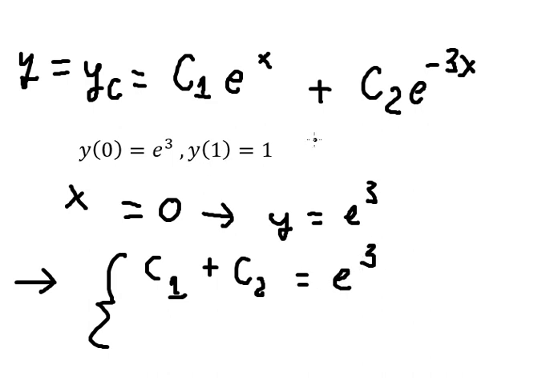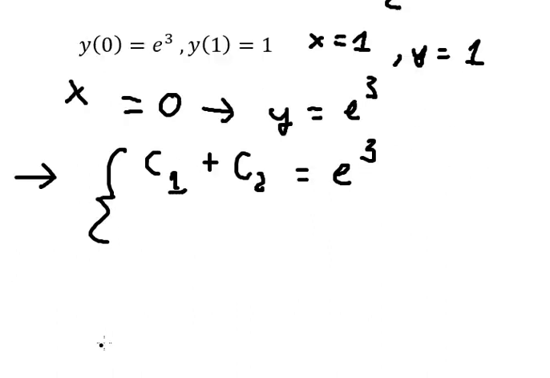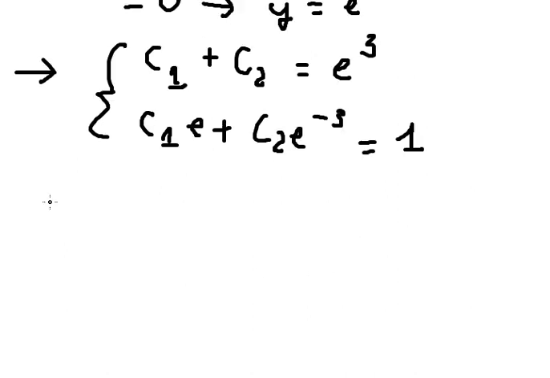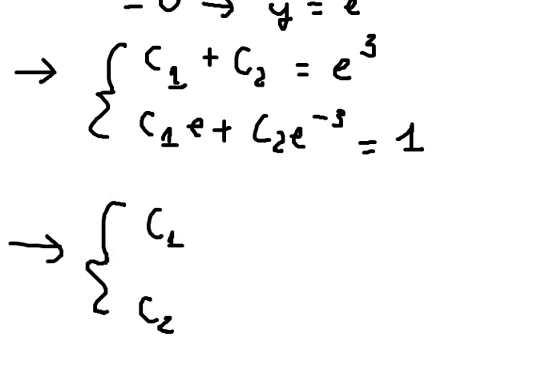For the next one, when s equals 1, y equals 1. So I will put 1 here and 1 here. So we have c1 e plus c2 e to the power of negative 3 equals 1. And now we have the system of equations.